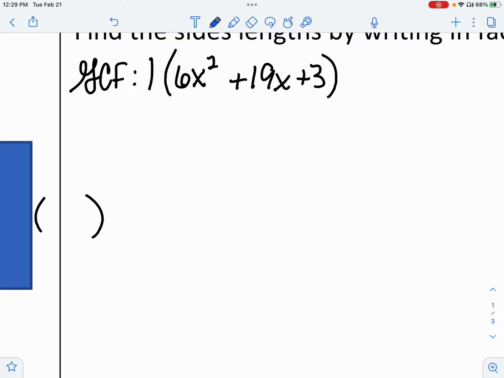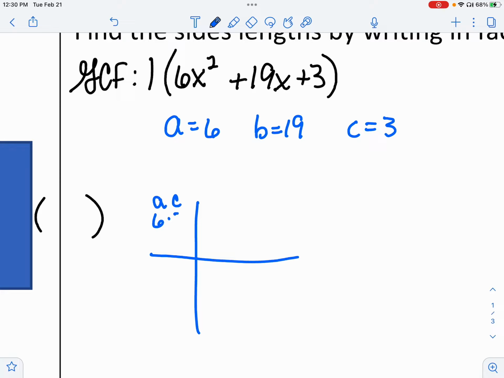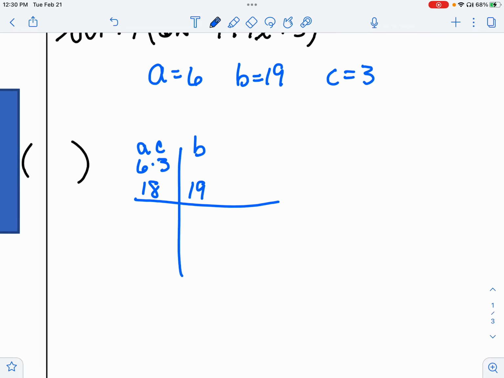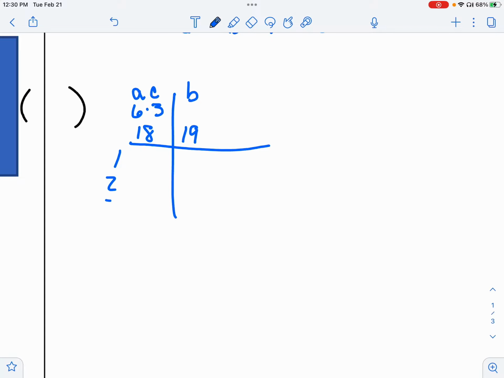So how do we write this in factored form, to break it apart into 2 units? We go through our process of A, B, and C. Then we go to our T-chart of AC, which is 6 times 3, which is 18, and B, which is 19. And then we do 1, 2, 3, 4, 5. Remember, 18 divided by 1 is 18. 18 divided by 2 is 9. 18 divided by 3 is 6. 18 divided by 4 is a decimal. And 18 divided by 5 is also a decimal.